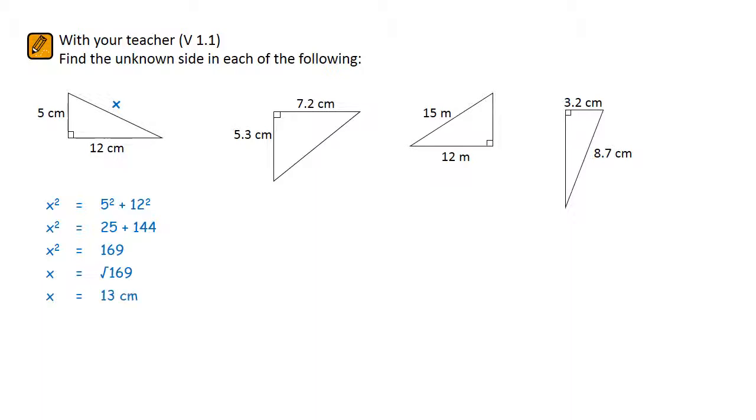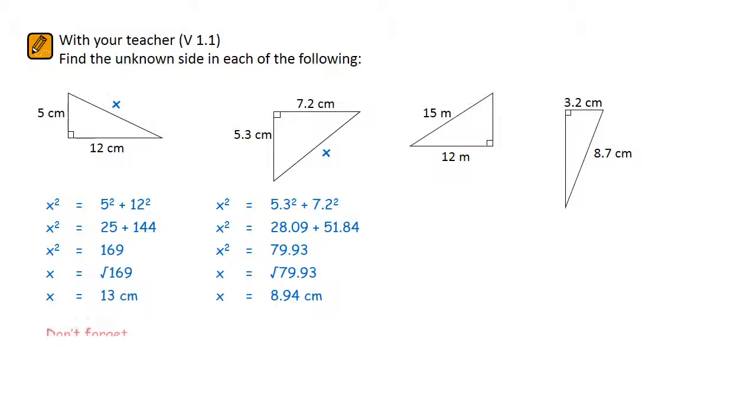The next question is similar. It is the hypotenuse that we're trying to find. We'll call it x, and we can say that the hypotenuse squared is equal to the sum of the other two sides squared. x squared equals 5.3 squared plus 7.2 squared. Work out what those squared numbers are, add them together, and then to find x, take the square root. x is equal to 8.94. Make sure that you're including correct units in your final answer.